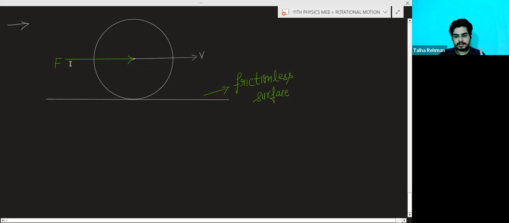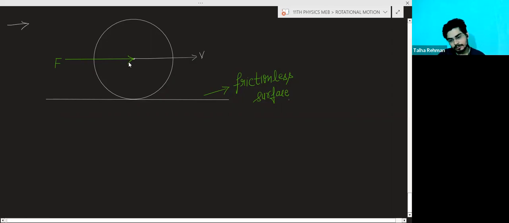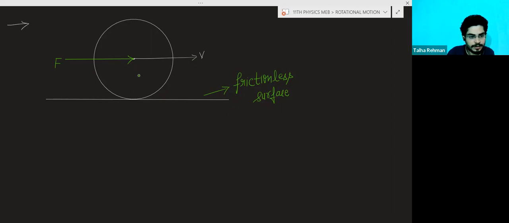Now, in this case, the force is applied at the center of mass, and this surface is smooth, which means there will be no friction force at the point of contact. If there is no friction force, and you are applying the force on the center of mass, then due to this force there will be no torque, and there will be no other force to generate the torque. And for the rotation, there is a requirement of torque, which means this body will slip and this body will never roll.